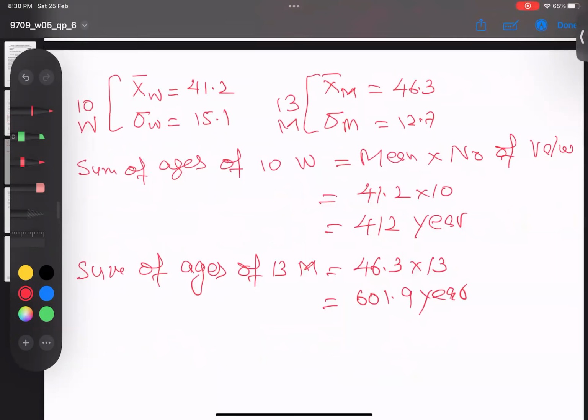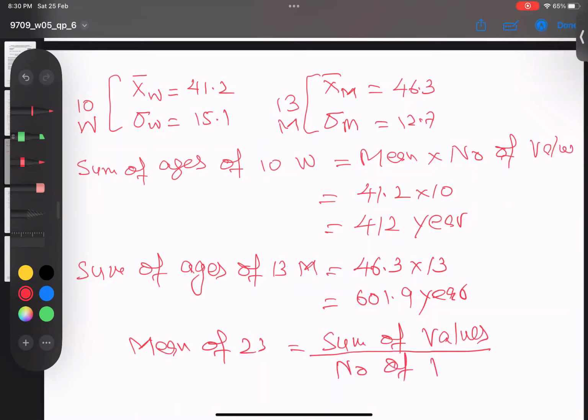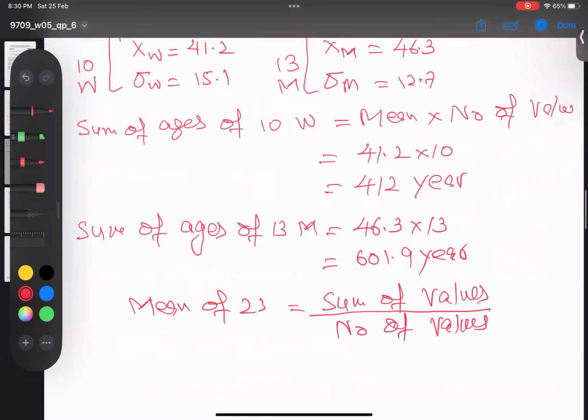Now it's a very easy plan. If I want to find the mean of the whole group, the mean of all 23 people, 10 from here and 13 from here, what is the formula of mean? Sum of the values divided by the number of values. Adding the sums for the women and the men, it means 412 plus 601.9, divided by 23. It will give me the average of all 23 people.